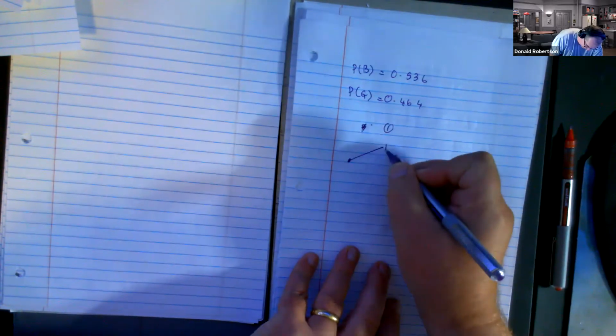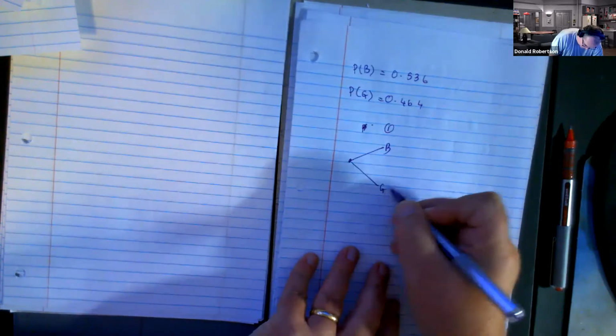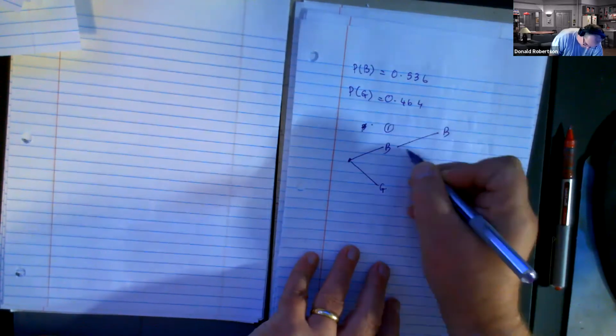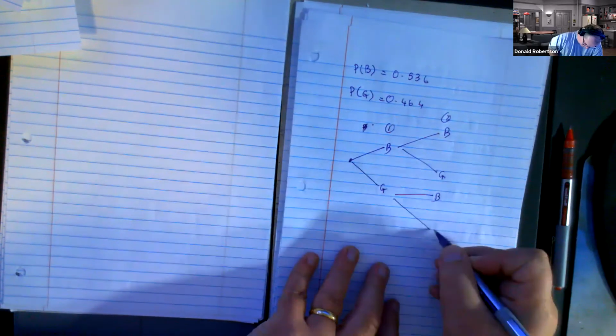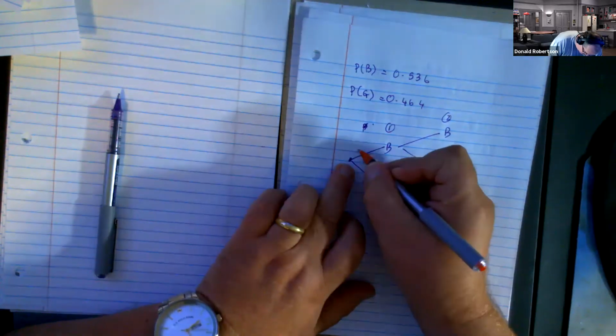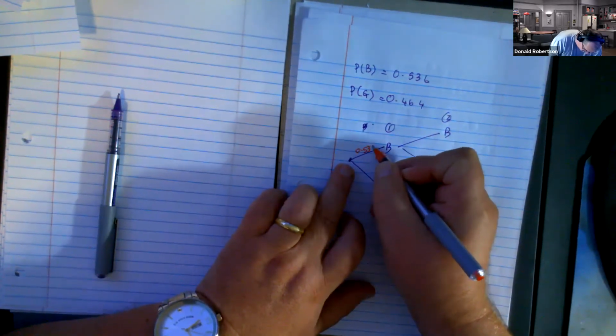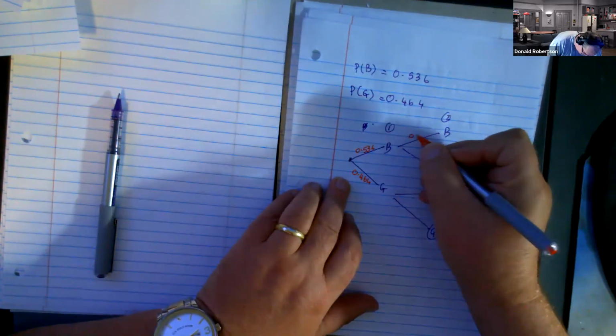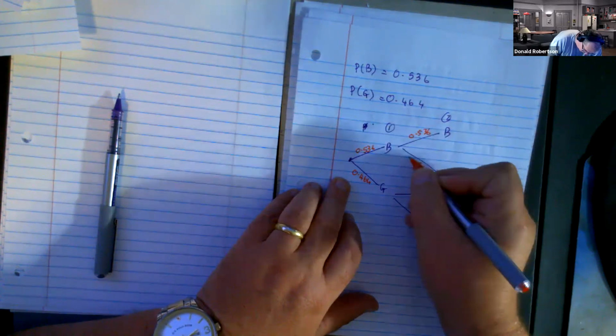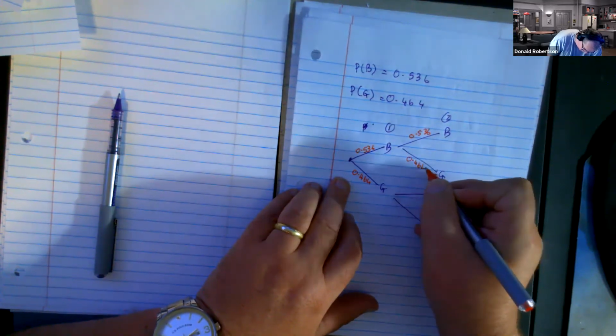So let's do a tree diagram. First child is a boy or a girl. Second child is a boy or a girl. This is not the only way to do it, but we're in tree diagrams, so let's do it. A boy is 0.536 and a girl is 0.464. And since nothing has changed depending on what happened previously, I can use the exact same numbers for all these branches as well.